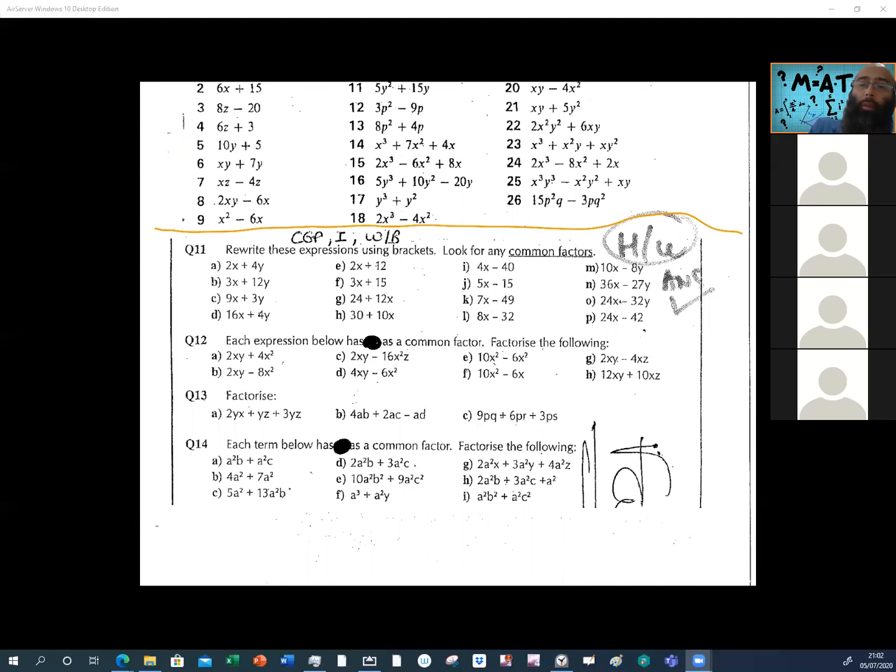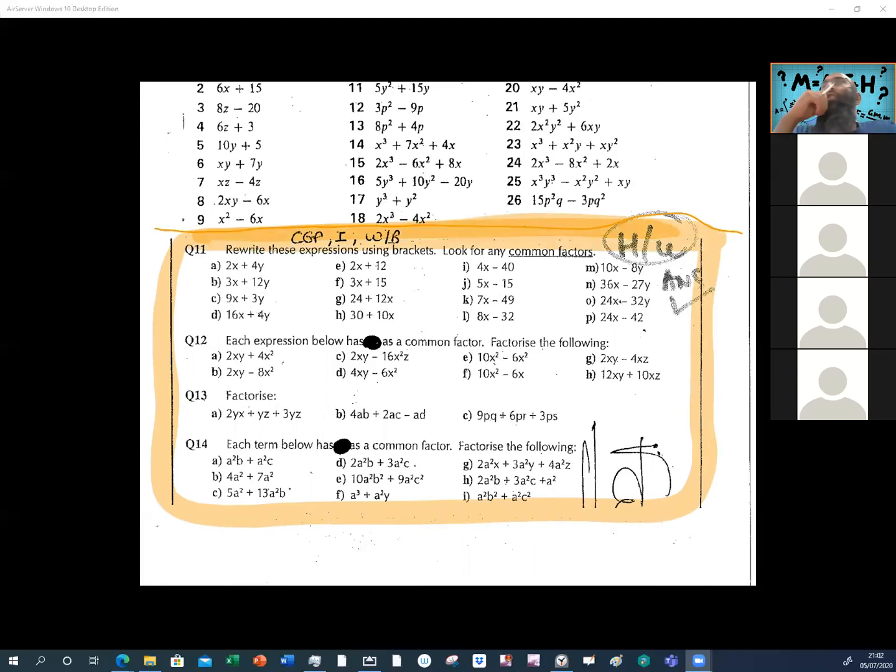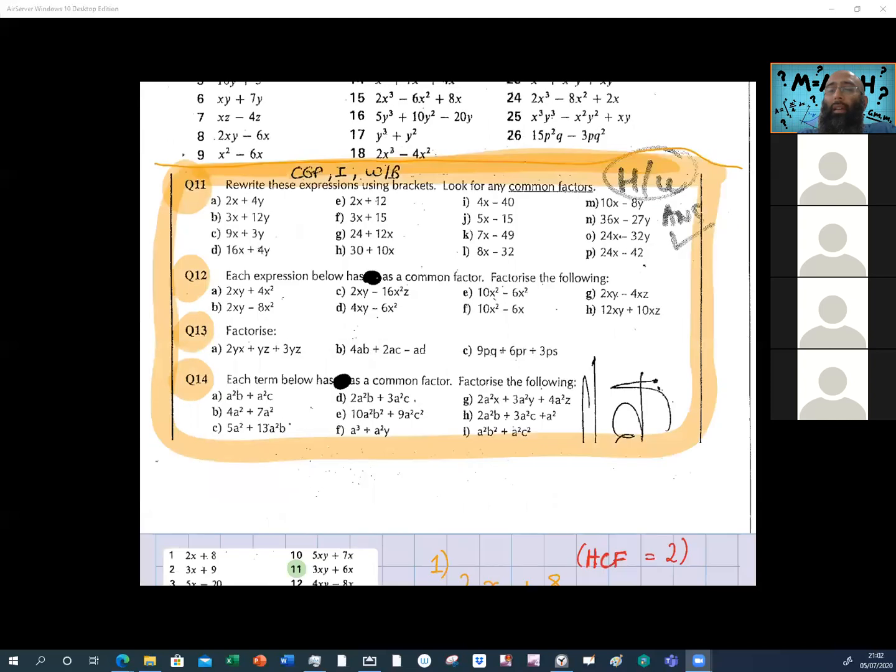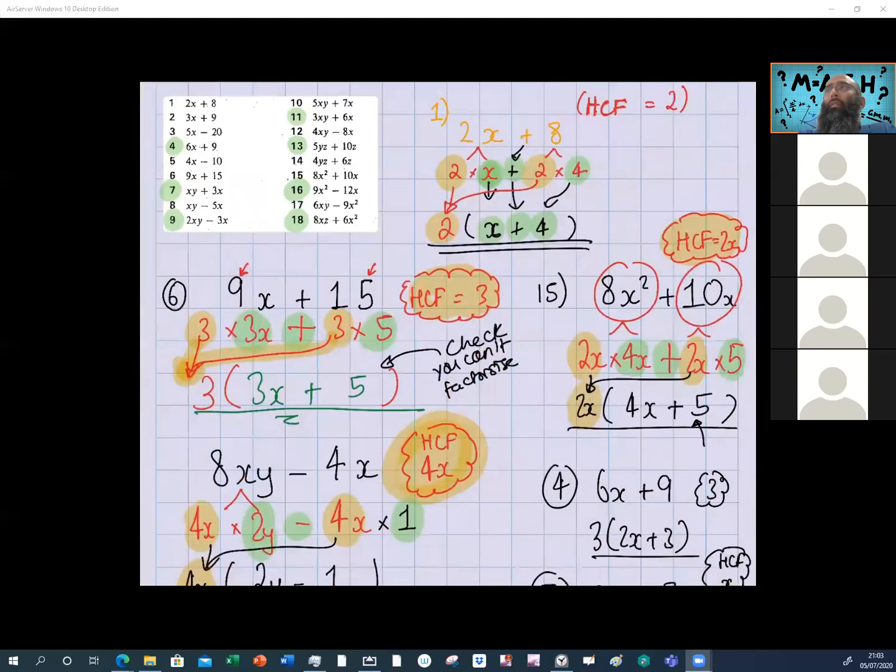So the homework, I'm going to highlight it. That's from the book, CGP Intermediate Workbook, which I've had for many, many years. MashaAllah, a fantastic set of questions. You need to do every single question in this rectangular section. Every single question.